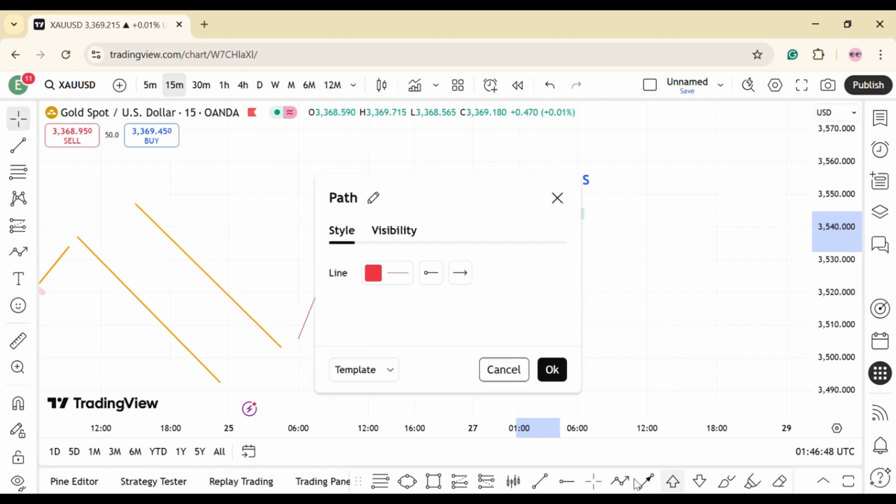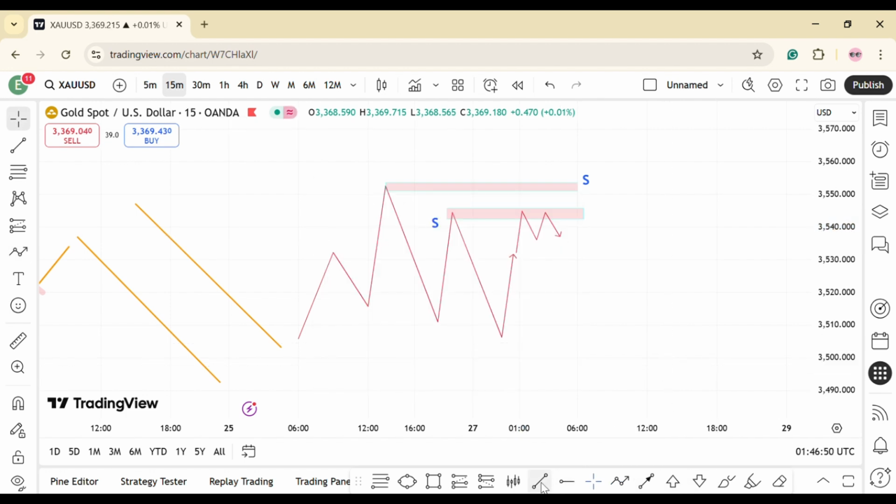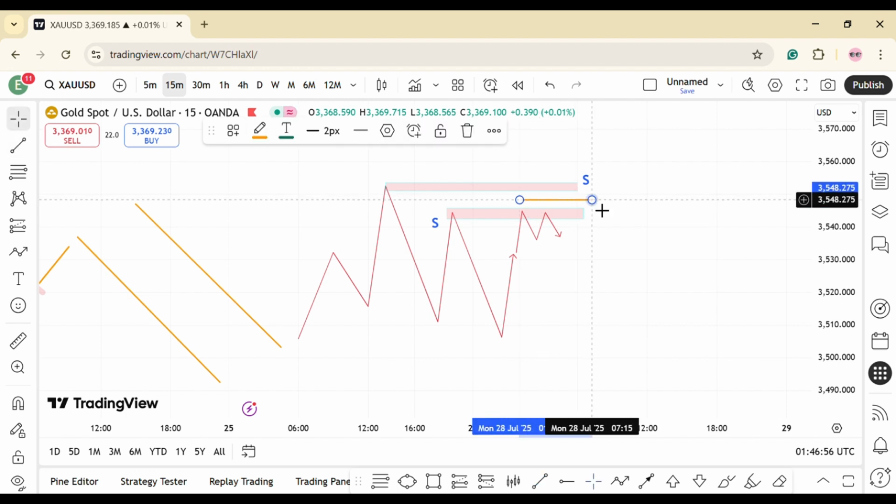Let me put your stop loss. So those who take this trade, their stop loss will be here. This is it. That's where the stop loss is.